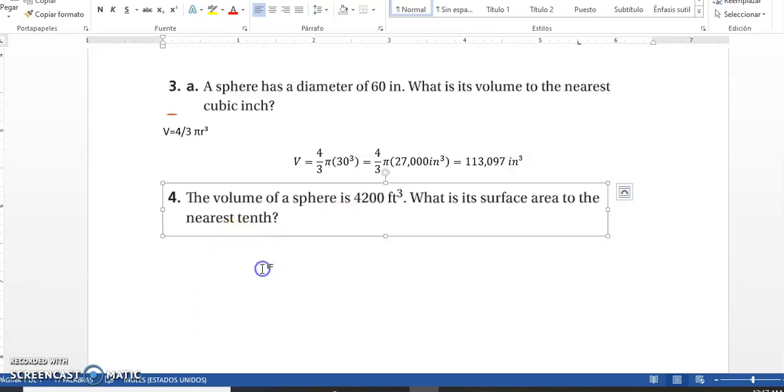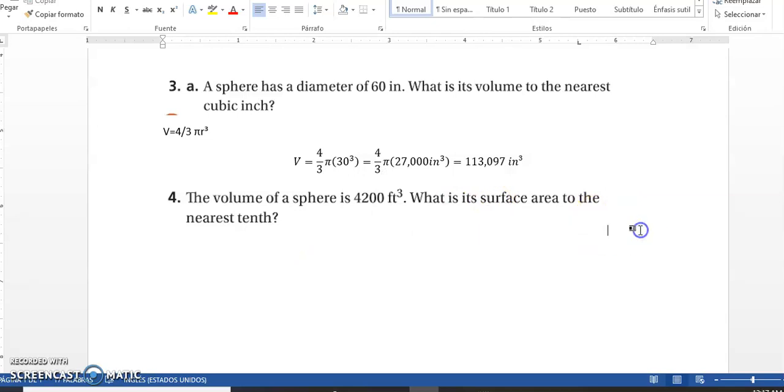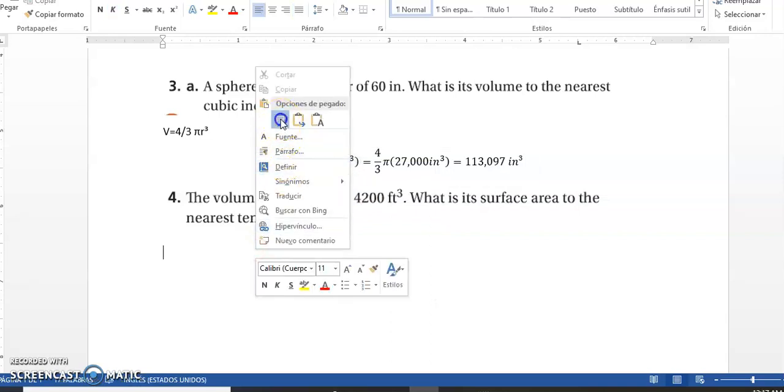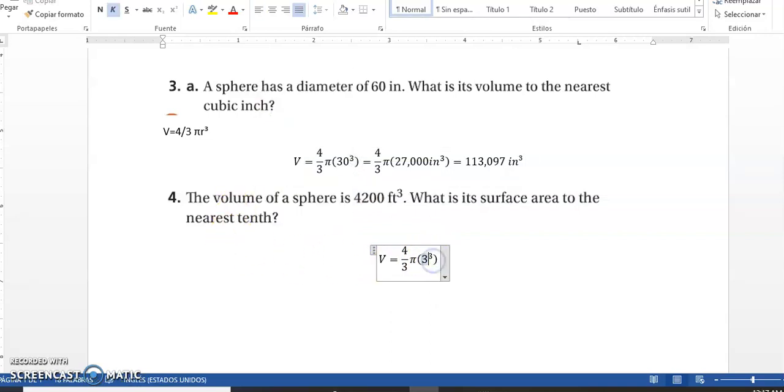Now, remember the formula of the volume. That is the thing that we are looking for. I will copy from here. Instead of 30, in this one will be the radius that we are looking for. Now, making a substitution in this formula, we have the volume. We're looking for the radius. The volume is 4,200 feet to the third power.